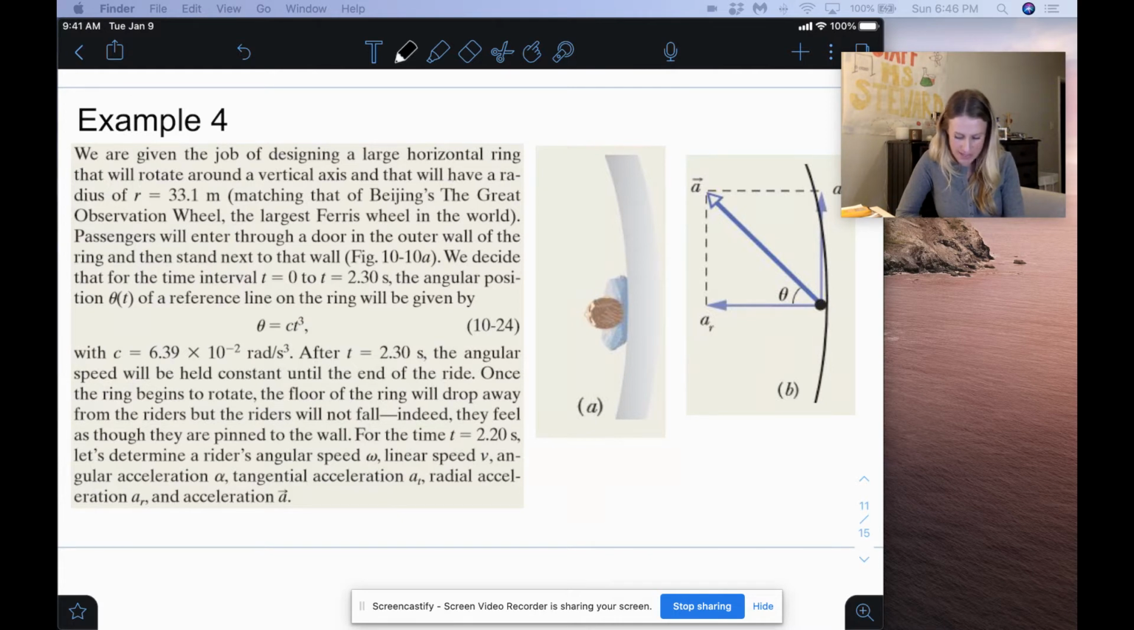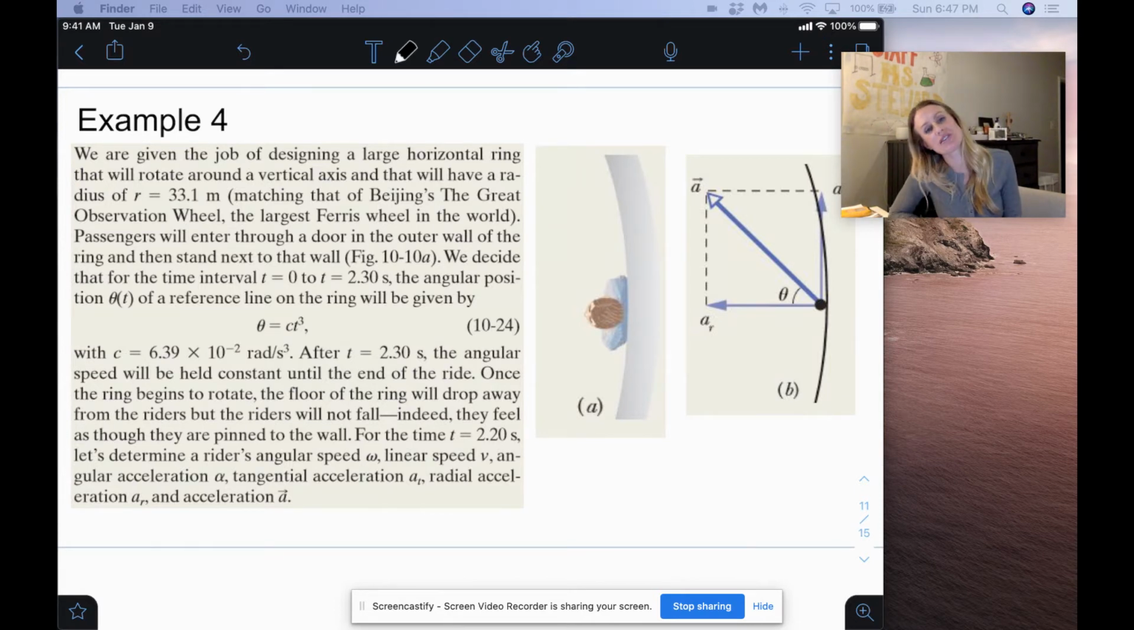Once the ring begins to rotate, the floor of the ring will drop away from the riders, but the riders will not fall. Indeed, they feel as though they are pinned to the wall. For a time t equals 2.2 seconds, let's determine the rider's angular speed omega, linear speed v, angular acceleration alpha, tangential acceleration a sub t, radial acceleration a sub r, and acceleration a. Whew, that's a lot. Okay, let's do it.